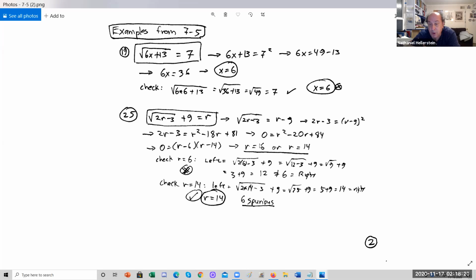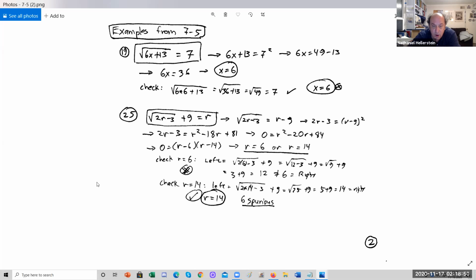Now you need to check both 6 and 14 to see if they work. Check r equals 6. The left side in here is root of twice 6 minus 3, plus 9. That's root of 12 minus 3 plus 9, root 9 plus 9, is 3 plus 9, is 12, and that does not equal 6, which the right side would be. Now, if this had been a minus root 9, then it would be minus 3 plus 9 would equal 6, but that's not what happened. So what happens is moving from here to here, we squared away a negative.